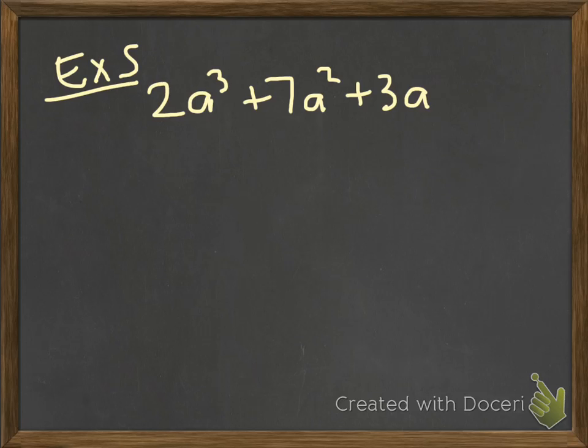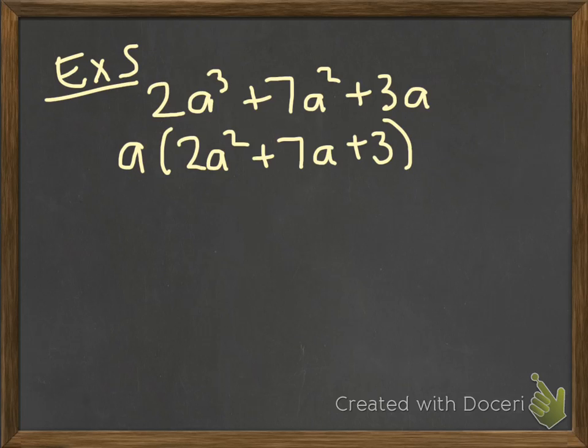Okay, example 5, 2a to the 3rd plus 7a squared plus 3a. We look for a greatest common factor, and there is one, it's a. That leaves me 2a squared plus 7a plus 3. We have 3 terms with a number in front of the a squared, so we're going to have to do a diamond and a box. 2 times 3 is the 6, 7 goes down there, so what two numbers multiply to 6 and add up to 7? That'd be 6 and 1.